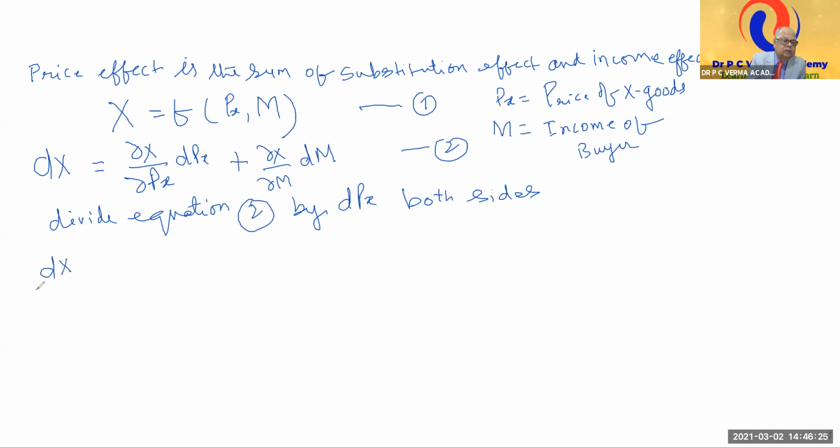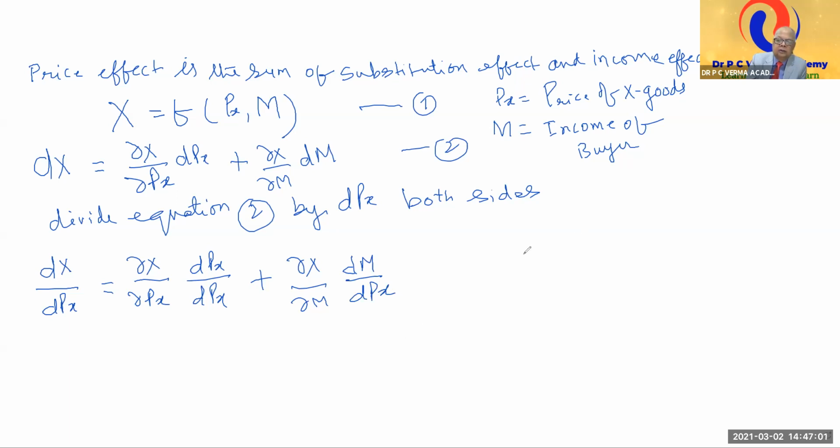Now write dx by dpx equal to del x by del px into dpx by dpx plus del x by del m into dm by dpx. Net: minus del m by del px is equal to dm by dpx.